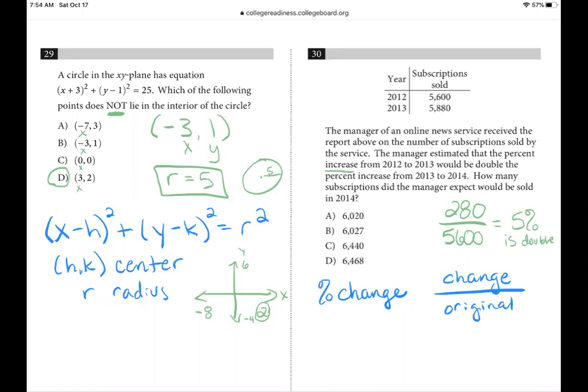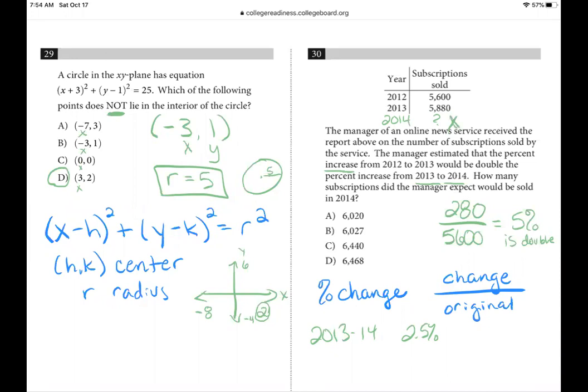So if they were saying that 5% is double of what it was supposed to be from 2013 to 2014, then from 2013 to 2014, we would expect it to only have a 2.5% increase. But we don't have that 2014 data, right? So that's what we are trying to figure out. How many subscriptions did the manager expect will be sold in 2014? Well, I'm going to use X for that number, my unknown.